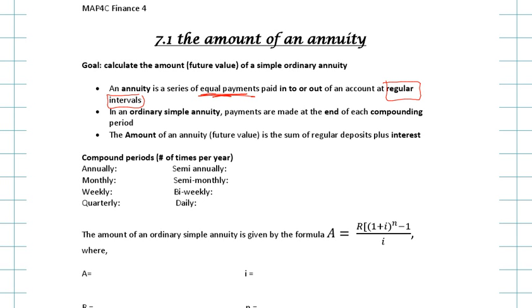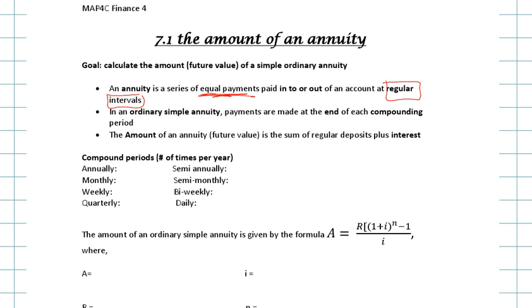Now, when the question is asking you, what is the amount of that annuity? It's asking you how much money you have at the end. So let's say you decided you want to save some money for your son's education, and you decided that right now you're going to deposit $100 into a bank account every month. And the bank is going to give you interest on that. So at the end of the year, you're going to have $1,200 because you put them in the bank account.